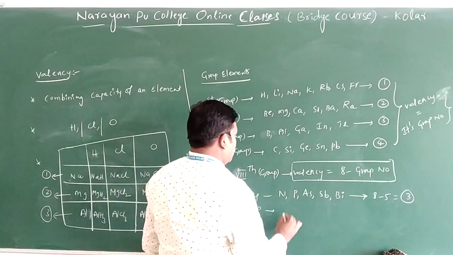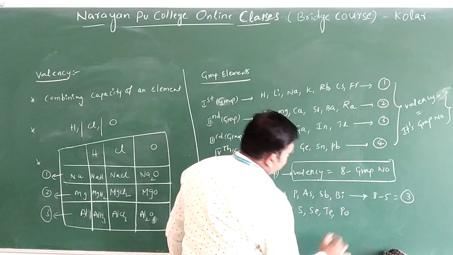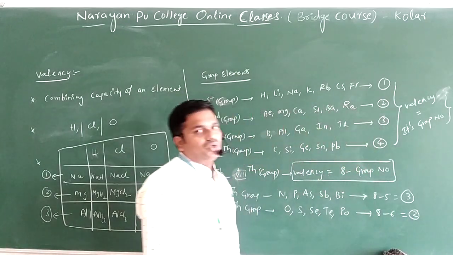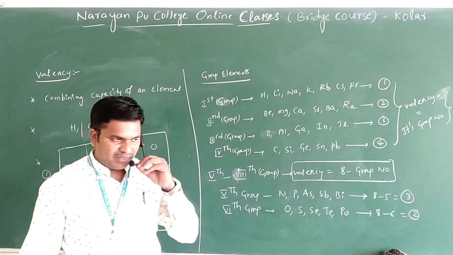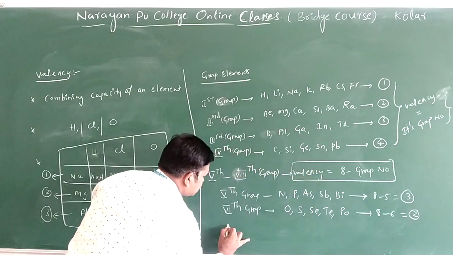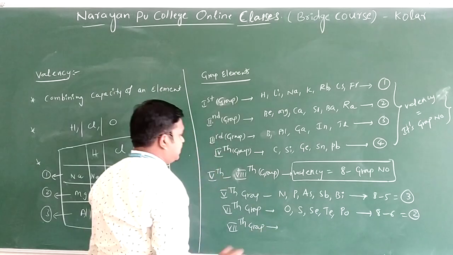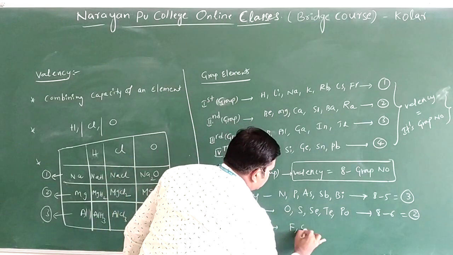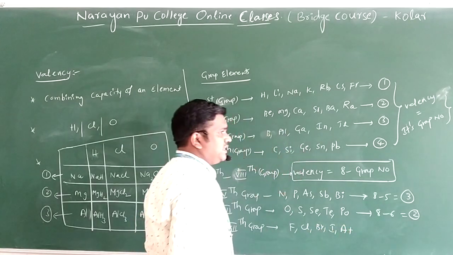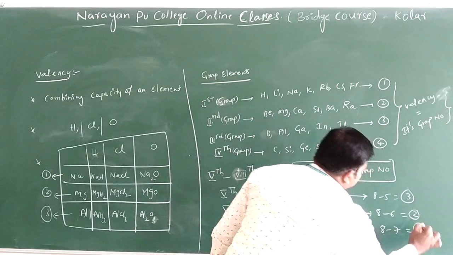Let us come to the 6th group elements we have: oxygen, sulfur, selenium, tellurium, and polonium. 8 minus 6, that is equal to 2, the valency. Now come to the 7th group elements we have: fluorine, chlorine, bromine, iodine, and astatine. Here you can write 8 minus 7, that is equal to what?